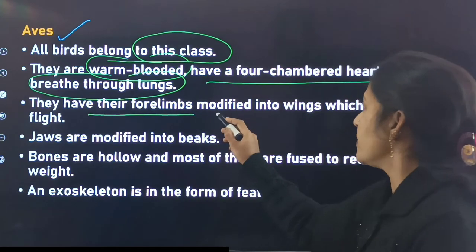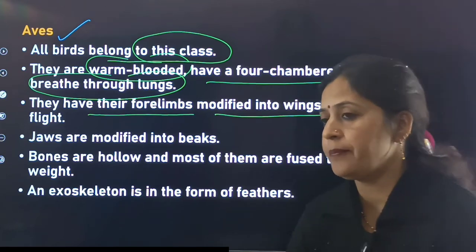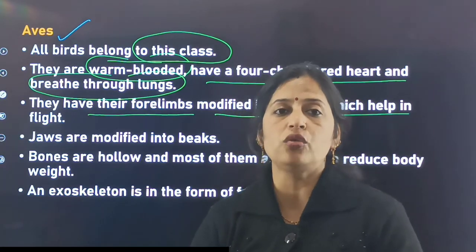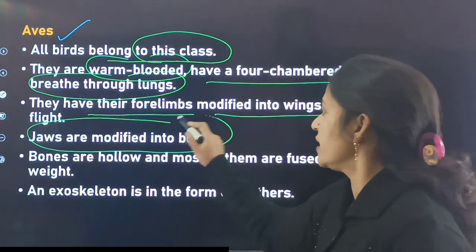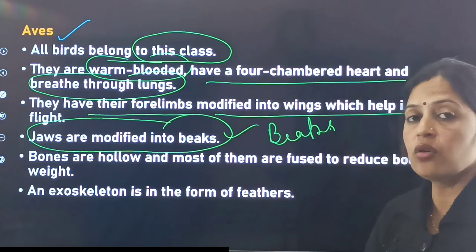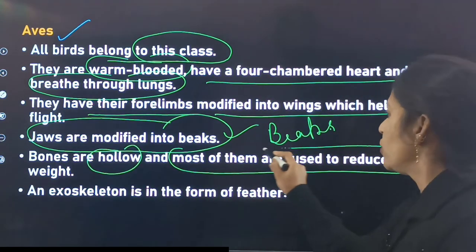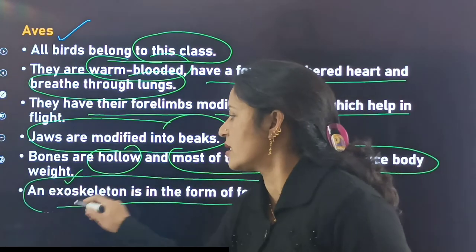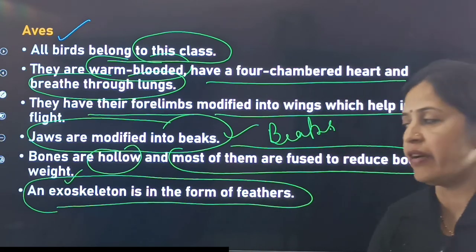They have their four limbs modified into wings which help in flight. Jaws are modified into beaks. Bones are hollow and most of them are fused to reduce body weight. And the exoskeleton is in the form of feathers. This is the most important feature of aves, that the exoskeleton is in the form of feathers.